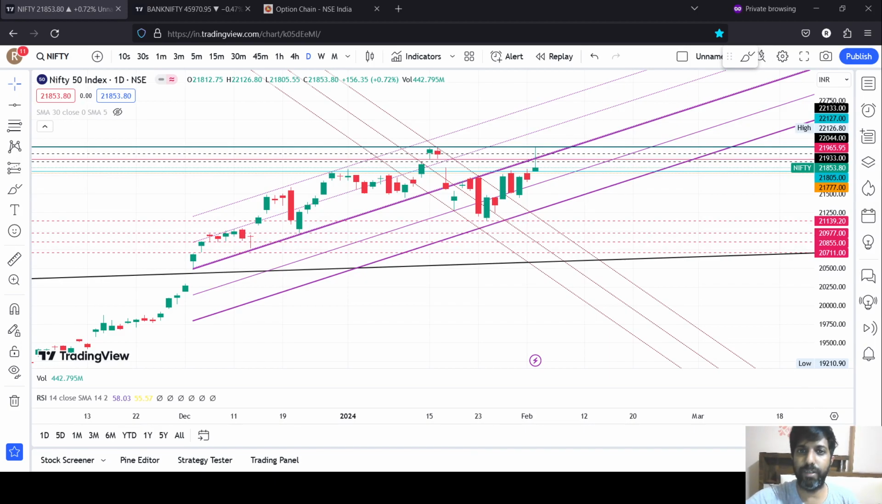Today we'll take a look at the weekly chart as well as the daily chart for Nifty and Bank Nifty, and we'll try to see how we can trade in the market this particular week as well as tomorrow.